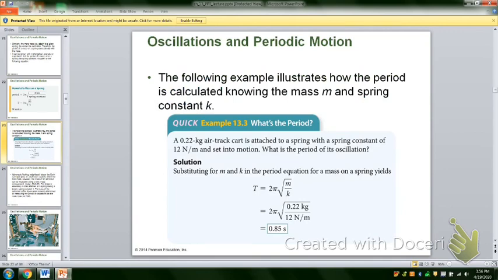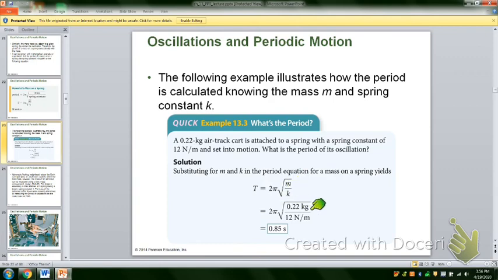All right, so here's an example. It says you have a 0.22 kilogram air track cart and it's attached to a spring with a spring constant of 12. What is the period? So they're asking you to find period. You know that we just went over the formula. It was 2 pi times the square root of m over k. And they told us m and they told us k.